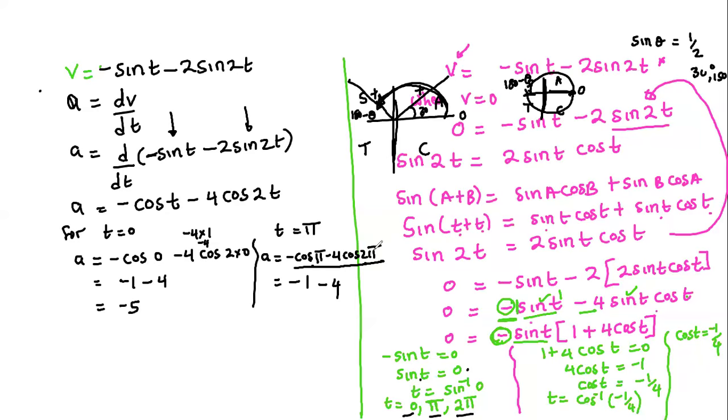I don't know whether it is okay or not yet. Not yet, master. Okay, which part is not yet okay? This one of negative cos pi minus 4 cos 2 pi. Okay, we'll come back here.